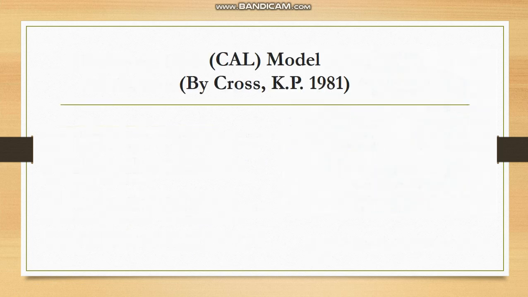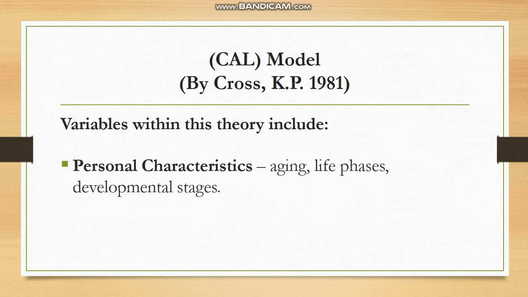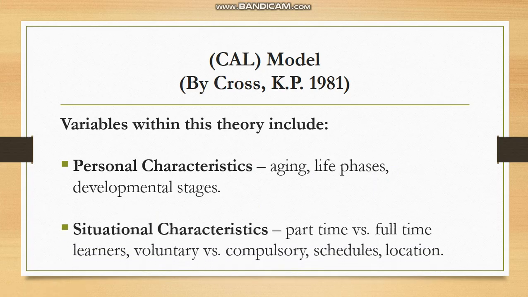Very good. Now we look at the CAL model by Cross, 1981. There are variables that are in this theory. Personal characteristics. We are all familiar with aging, life phases, and developmental stages. In other words, when we are designing our programs, we need to look at these personal characteristics of learners.